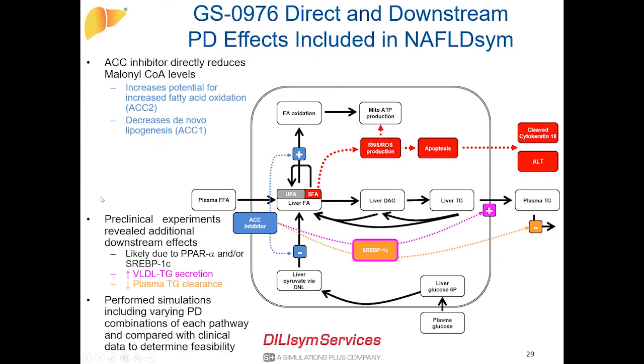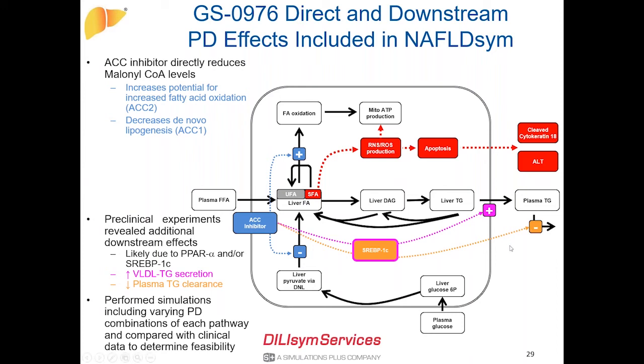So this is a very busy slide, I realize. And so just to highlight, in blue are the direct actions of an ACC inhibitor. When you allow fatty acids to enter the mitochondria and you decrease the synthesis of fatty acids, we know that those are the direct pharmacologic actions. Based on some preclinical data, we had some suspicions that, due to these downstream effects of SREBP, there may be as well some increases in VLDL triglyceride secretion, as well as some specific enzymes released by the liver that interfered with lipoprotein lipase, thereby reducing plasma triglyceride clearance.